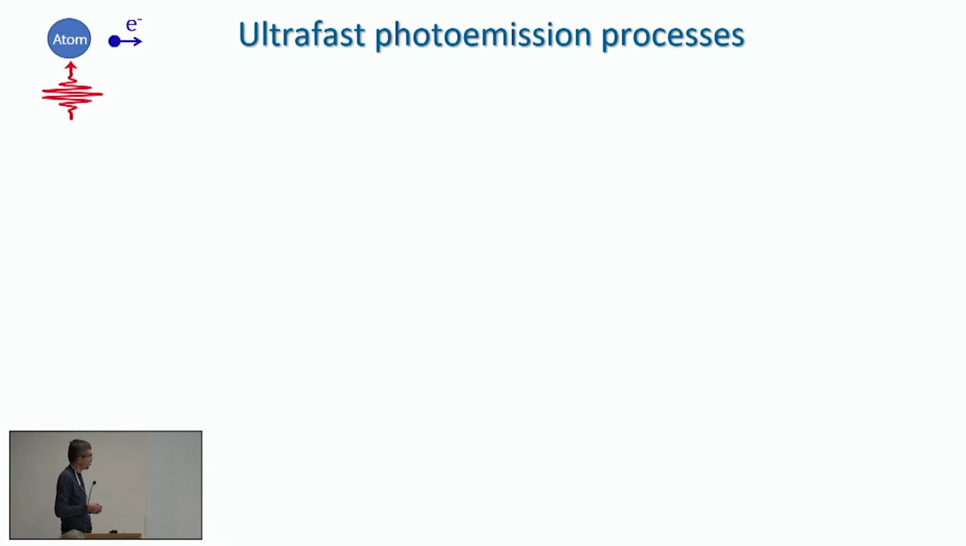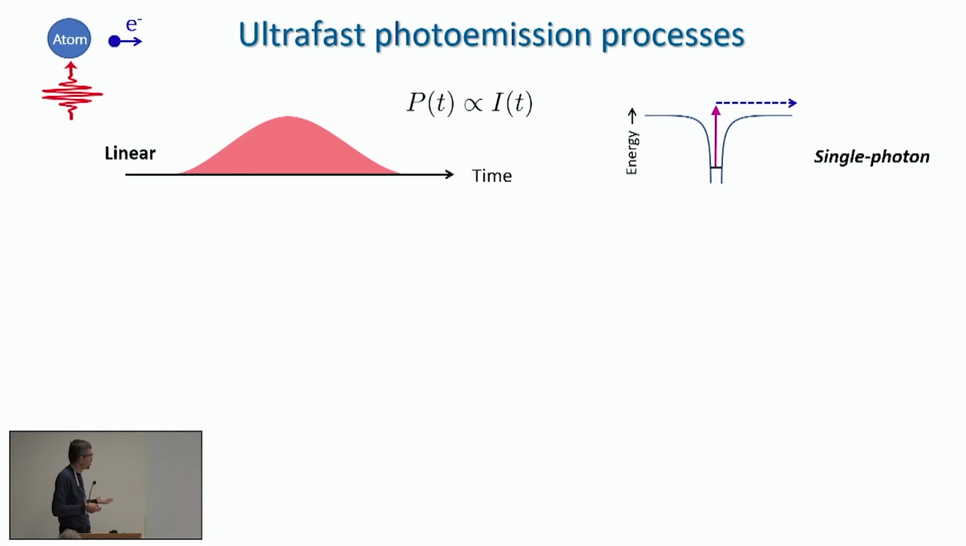And I also want to introduce you to the temporal perspective of this effect. So for ultrafast photoemission processes, what do we have? The first effect I want to talk about is very simple. It's simply Einstein's photoelectric effect. You have a single photon, the electron absorbs that photon and gets emitted.